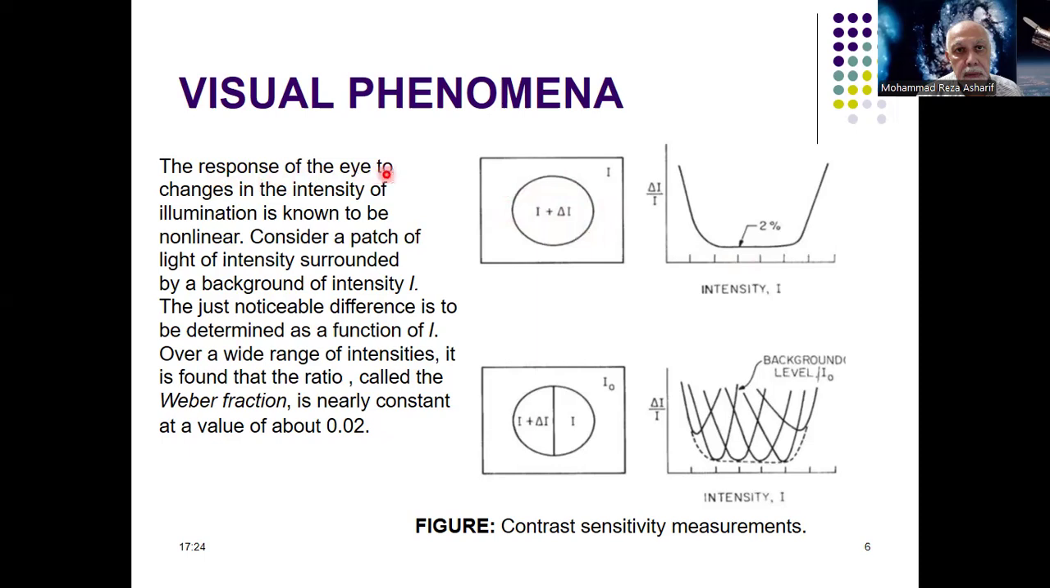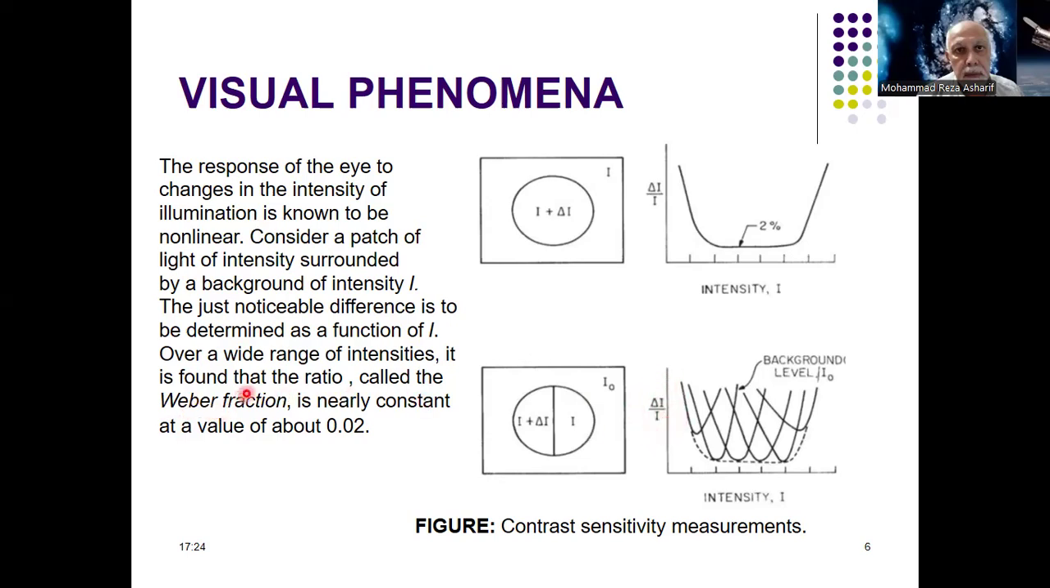The response of the eye to a change in the intensity of illumination is known to be nonlinear. That's why it's nonlinear. Consider a patch of light of intensity I surrounded by a black background. The just noticeable difference is to be determined as a function of intensity over a wide range of intensity. It is found that the ratio is called the Weber ratio.